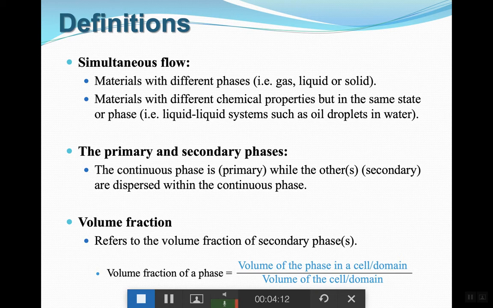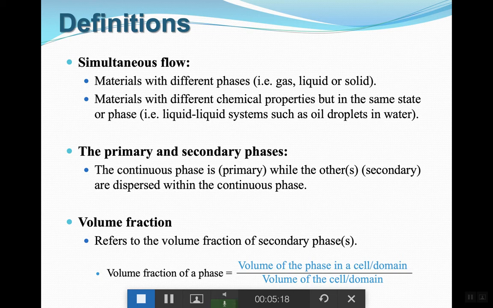The second important definition is the definition of the primary and secondary phase. So in any multi-phase flow, one of the phases and only one of the phases is called primary phase, and the other phases are called secondary phases. So distinguishing between your primary phase and secondary phases is very important because, as you would see in discrete phase modeling, free surface modeling, and also many other models, the basis of the model is on what is your primary and what is your secondary. How would you distinguish between them? Basically, the primary phase is the continuous phase, while the other is the dispersed phase inside the continuous phase.